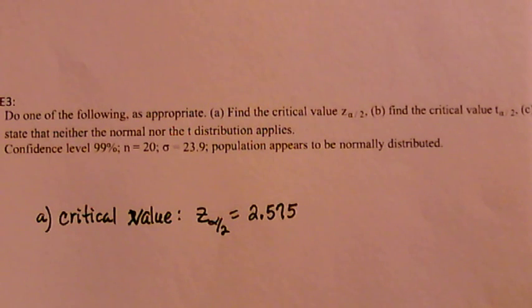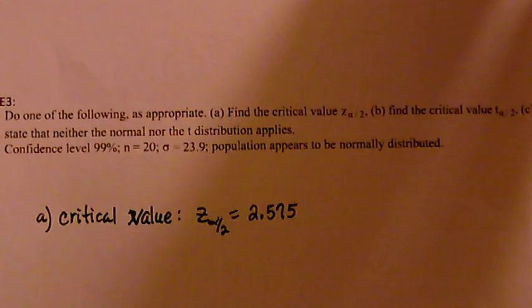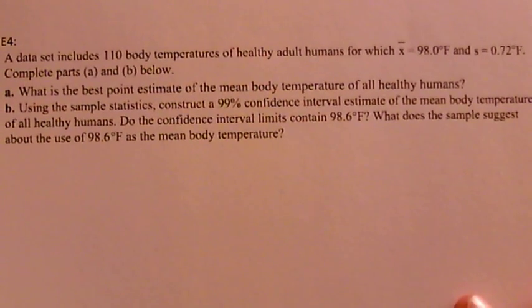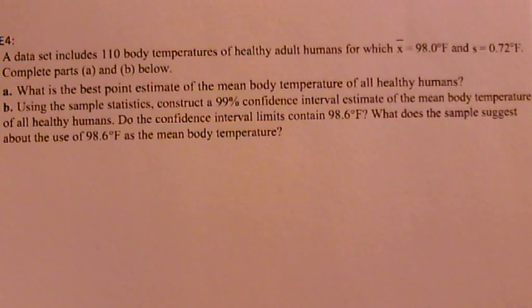Alright, next we need to look at some examples of finding the confidence interval estimates. Okay, so here's the next example. A data set includes 110 body temperatures of healthy adult humans, for which x bar is 98.0 degrees Fahrenheit and s is equal to 0.72 degrees Fahrenheit. Complete parts A and B below. What is the best point estimate of the mean body temperature of all healthy humans?